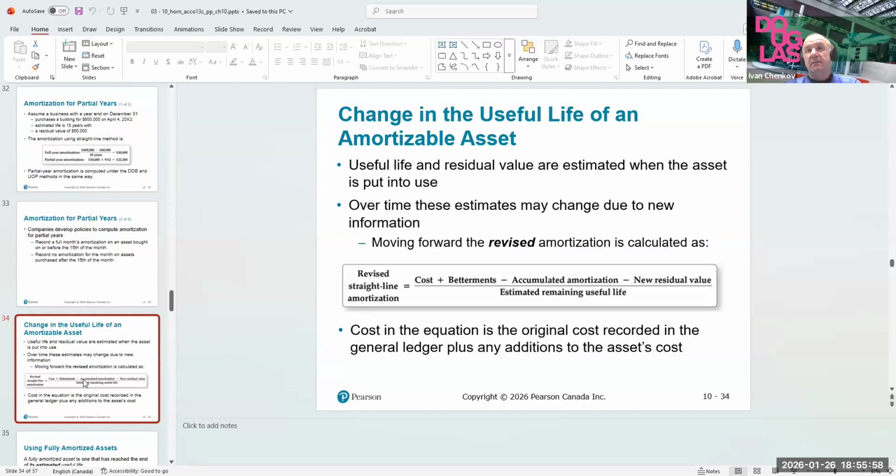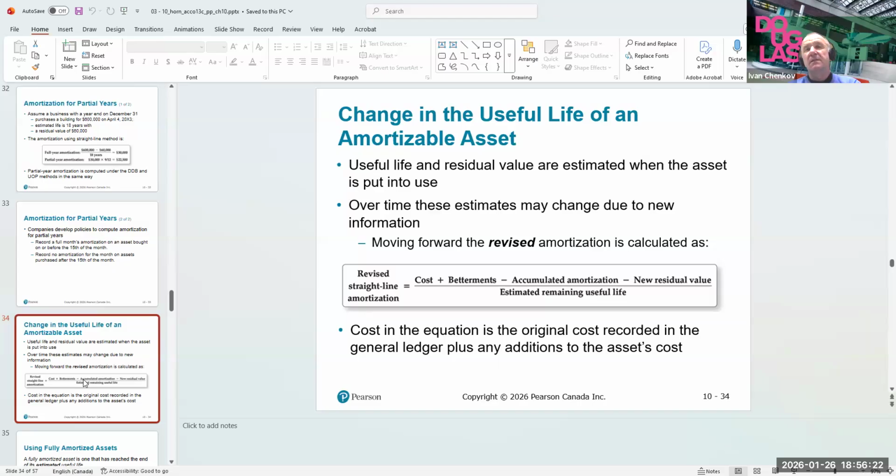Can we change the useful life of the asset? Yes, we can. What's going to make it change? If we do a betterment or if the new estimation comes available. Then what we're going to do? We're just going to move forward. We're not going to go backwards and start changing the amortization schedule. We're just going to implement the new numbers and move forward.